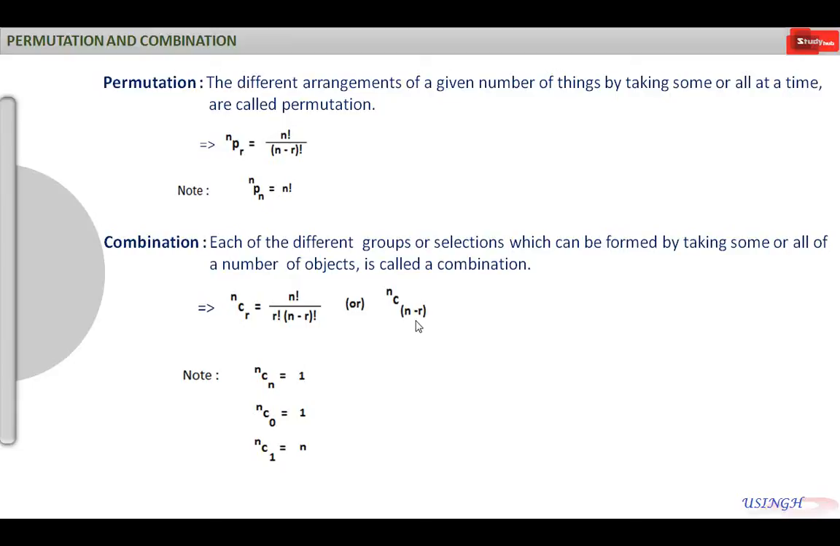Now if r is n or 0, then the answer should be 1. We can directly calculate it from the formula also. Or if r is 1, then the answer will be n only.